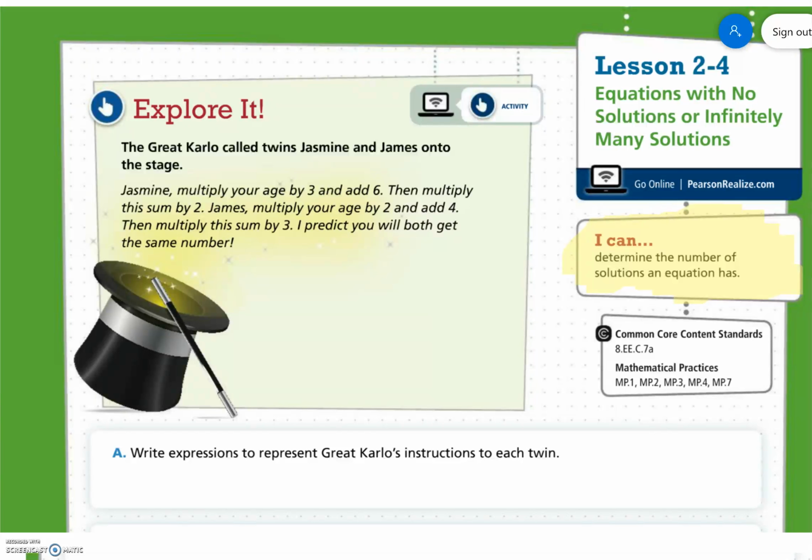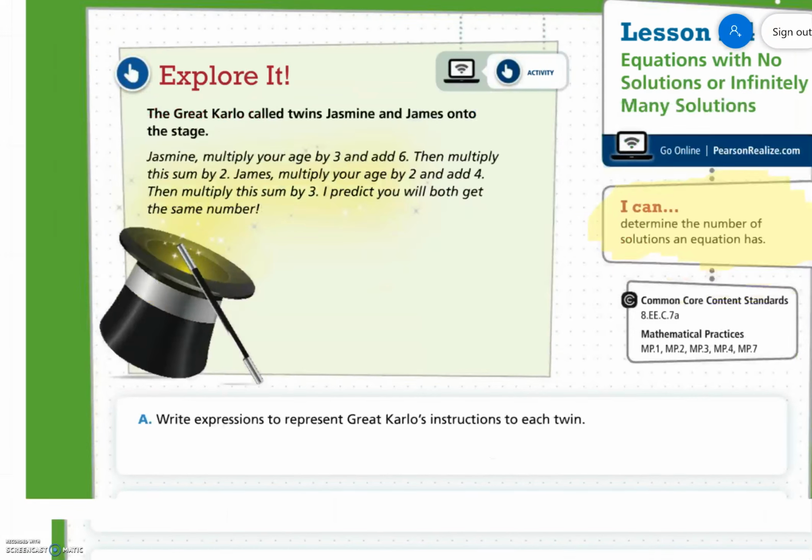For it, the great Carlo called twins Jasmine and James onto the stage. Jasmine, multiply your age by 3 and add 6. Then multiply this sum by 2. James, multiply your age by 2 and add 4. Then multiply this sum by 3. I predict you will both get the same number. Write expressions to represent the great Carlo's instructions to each twin.